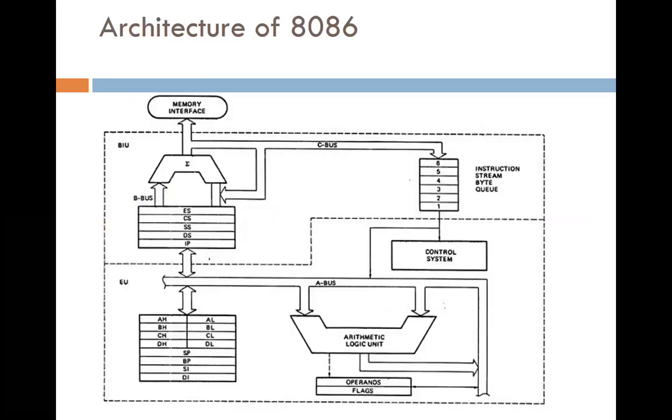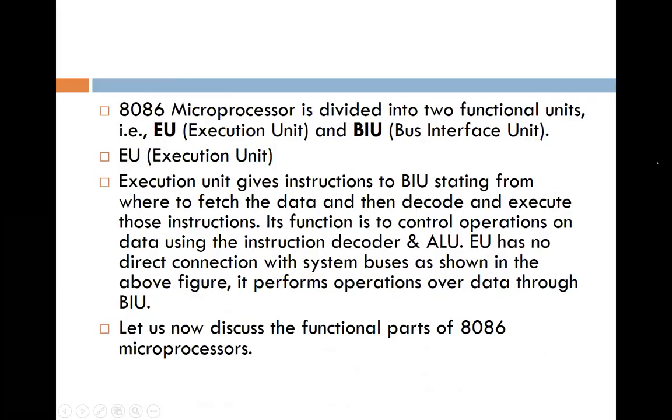Now the architecture of 8086. The architecture of the 8086 is mainly divided into two portions, BIU and EU. The BIU is the bus interface unit and it consists of the segment registers, prefetch queue, control system, and system bus. The execution unit consists of the general purpose registers as well as the arithmetic logic unit, ALU, and flag registers. The 8086 microprocessor is divided into two main functional units, the EU, execution unit, and the BIU, bus interface unit.